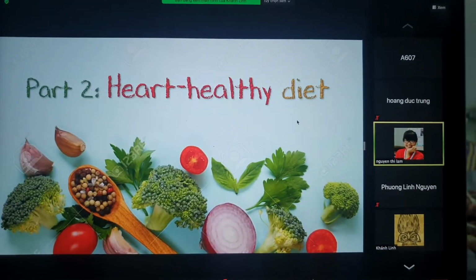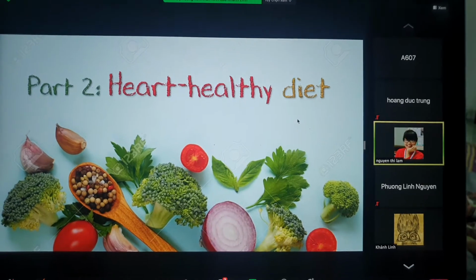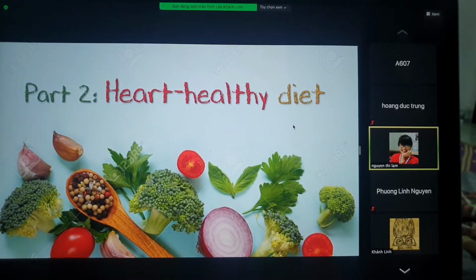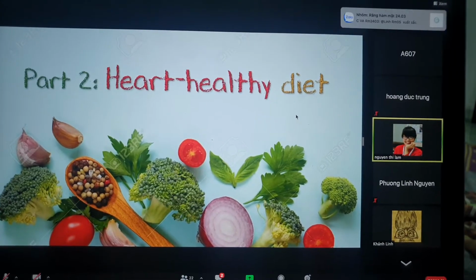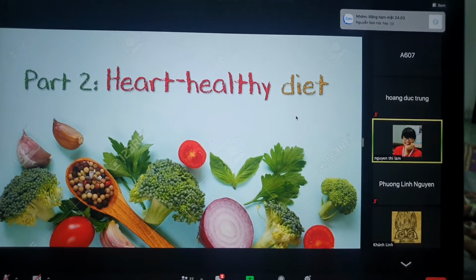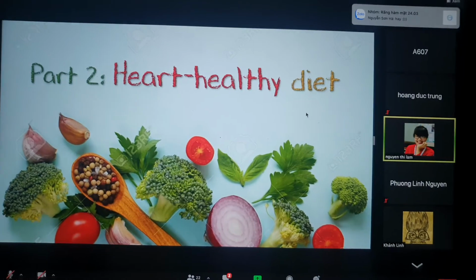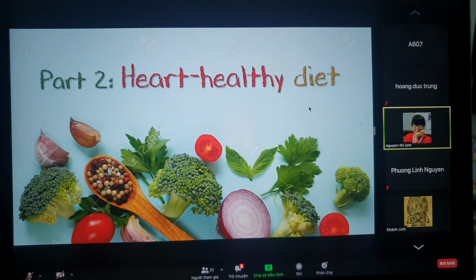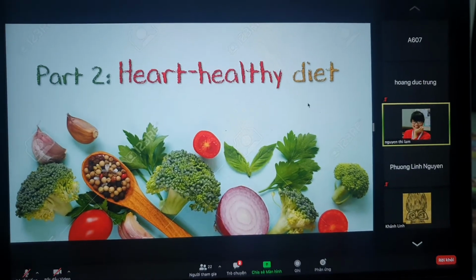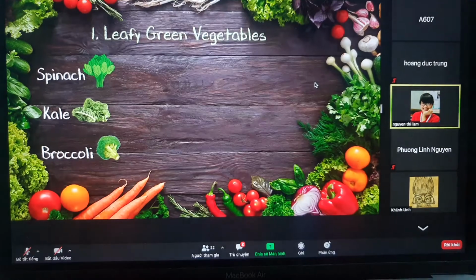Okay. Next, we are going to discuss a healthy diet. It includes four healthy and four harmful foods for your heart. Here are four healthy ones. The first healthy food I want to recommend you add to your diet is leafy green vegetables.